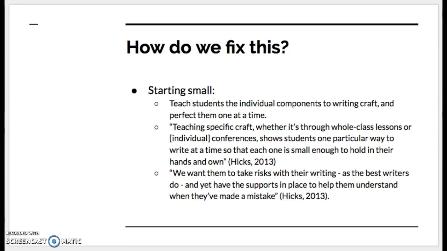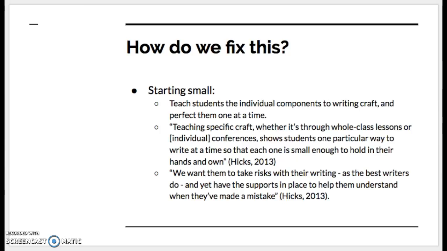Hicks also emphasizes starting small, to teach students the individual components of writing craft and perfect them one at a time. Teaching specific craft, whether through whole class lessons or individual conferences, shows students one particular way to write at a time so that each one is small enough to hold in their hands and own.